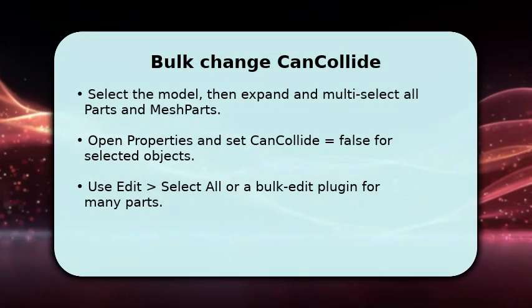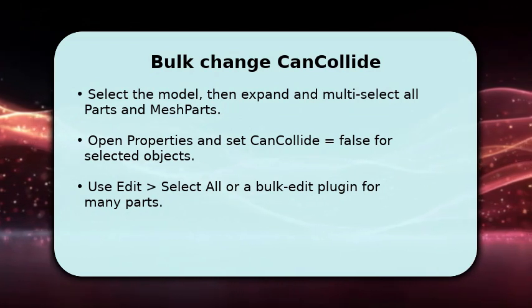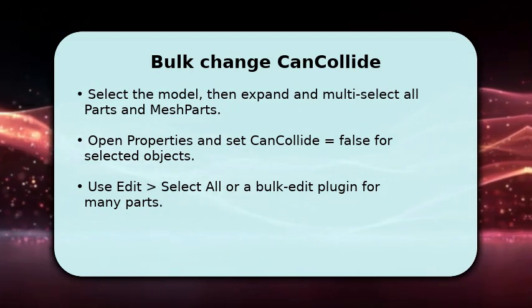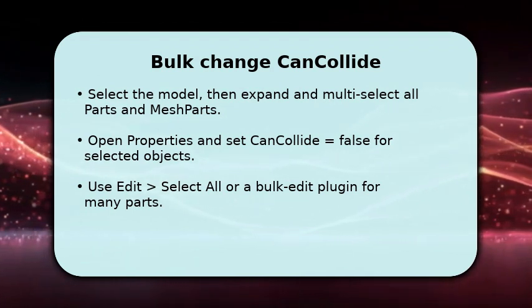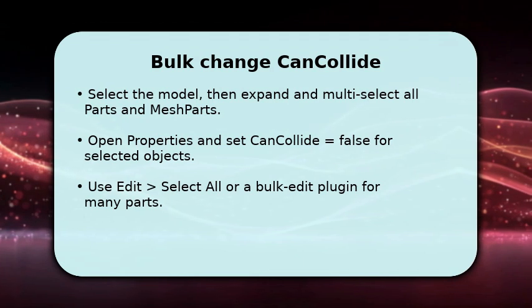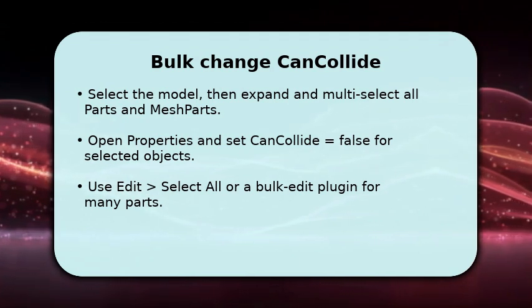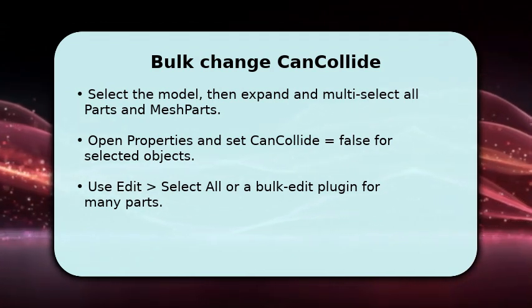Select the model root, expand it, and multi-select all parts and mesh parts. Then change CanCollide to false in the Properties panel. For very large builds, use Edit, Select All within the model, or install a trusted bulk edit plugin and set CanCollide false for all results.